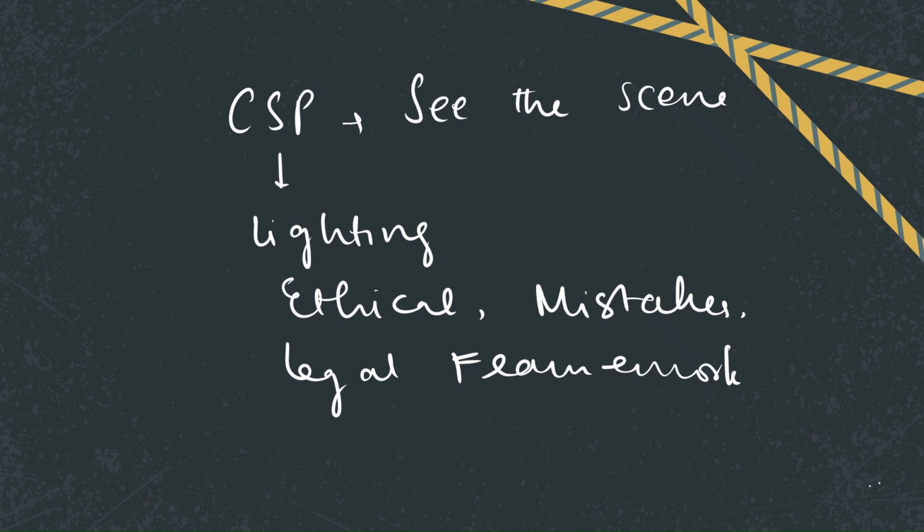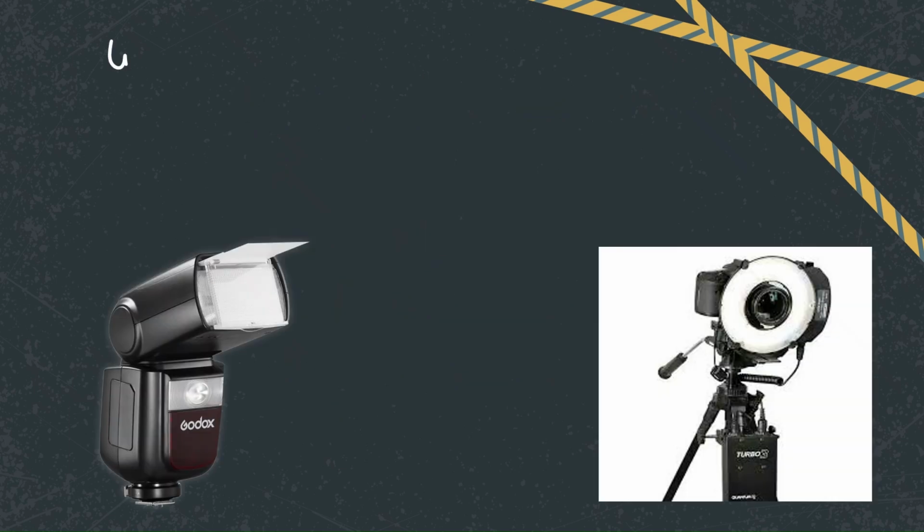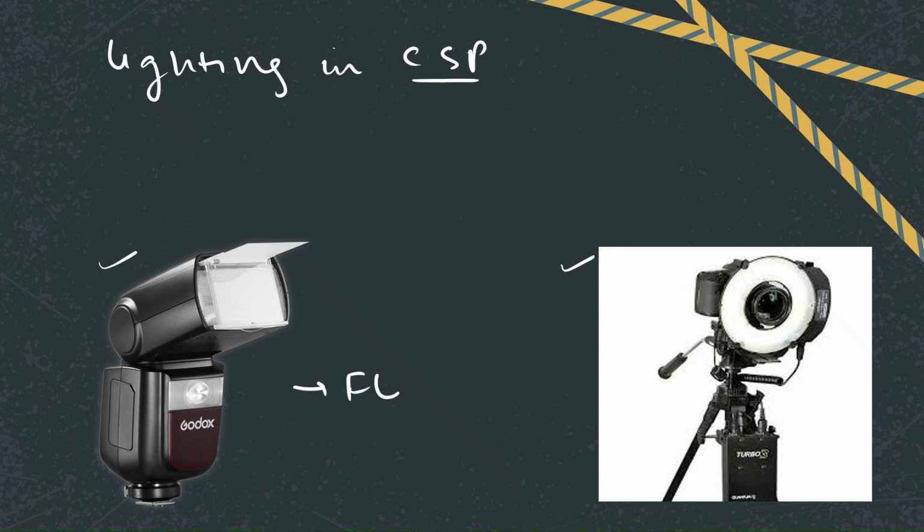So let's get started. Let's talk about the lighting in the crime scene photography. Now, lighting is one of the most challenging aspects of crime scene photography. See, natural light is rarely sufficient, and investigators have to use various lighting tools and techniques. Now, look at these two lighting tools that are on your screen. On the left, we have an external flash, and this image is the ring light. These represent two of the most important lighting tools in crime scene photography.